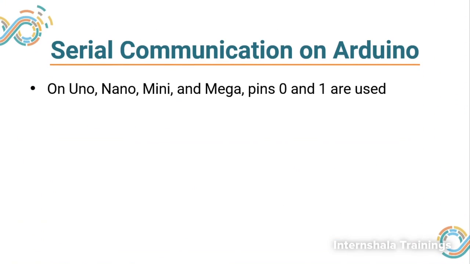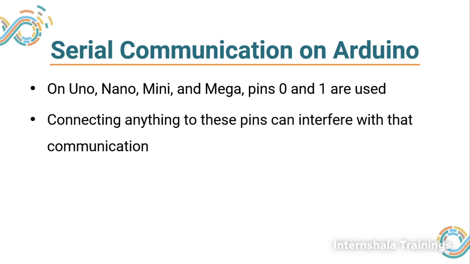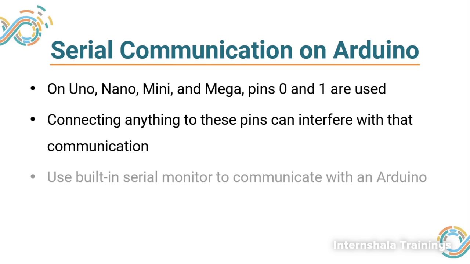In Arduino Uno, Nano, Mini and Mega, the digital pin numbers 0 and 1 are used for serial communication. These pins work in a pair. That means there will be one pin which will be receiver and one pin which will be transmitter. Now you should take care that normally you do not connect anything on these pins. Although they are digital pins and can be used for digital inputs and outputs, if somehow you have to use serial communication, then please avoid using these pins.